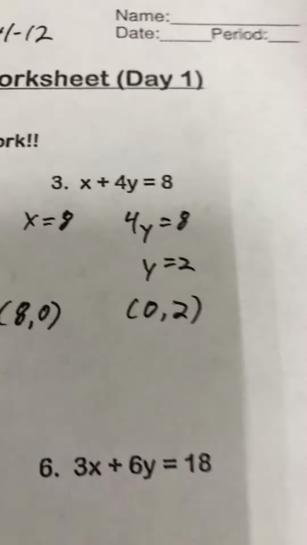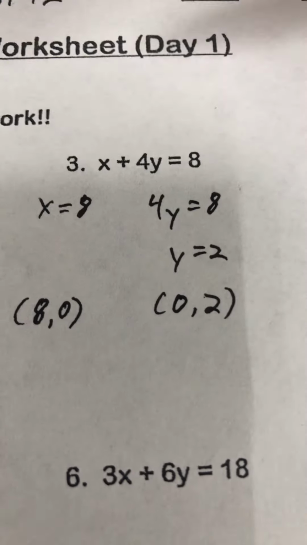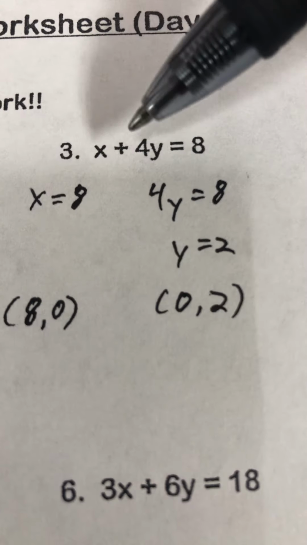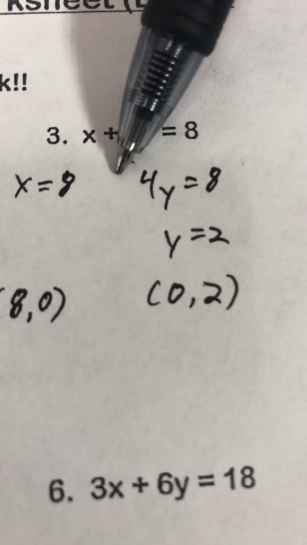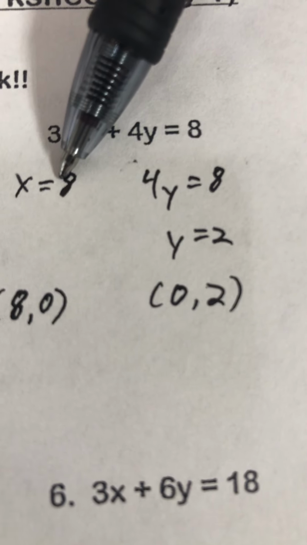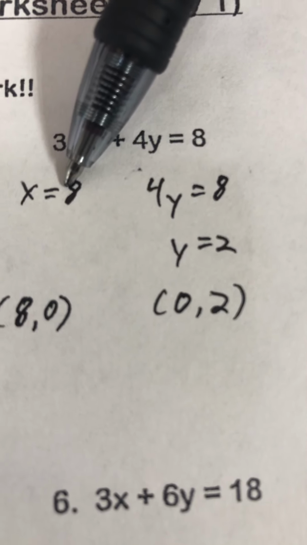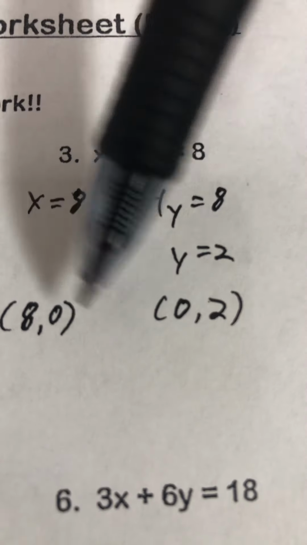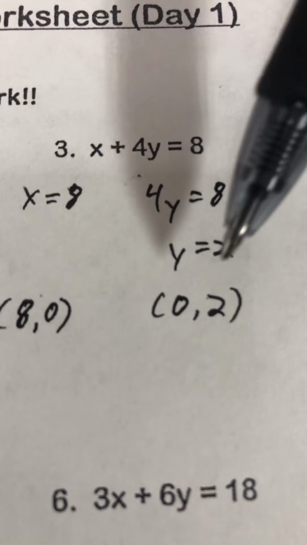Moving on to number 3. When my y is 0, I get x equals 8. When my x is 0, I get 4y equals 8, and I divide both sides by 4, so y equals 2. So here's my x-intercept, and here's my y-intercept.